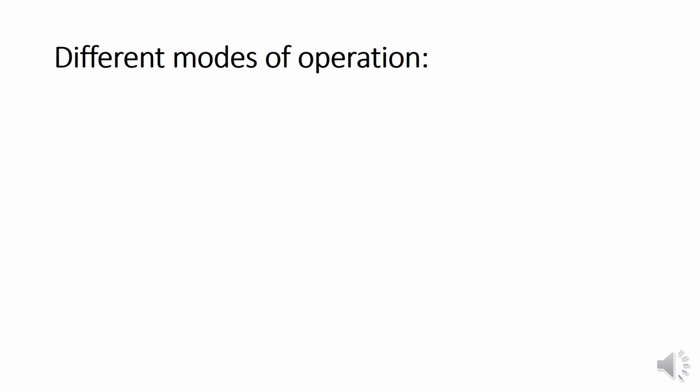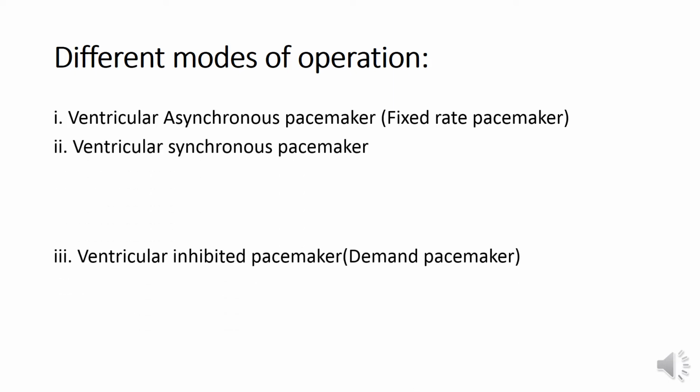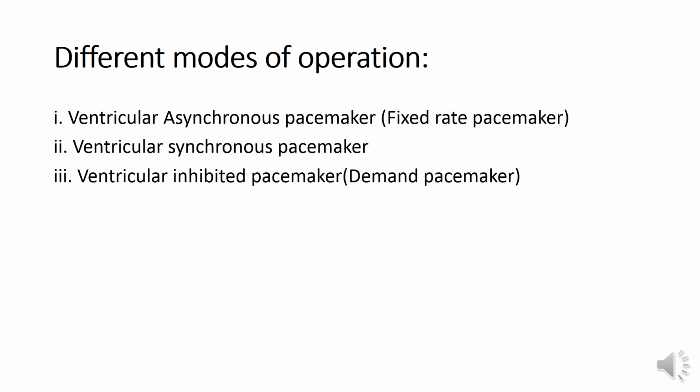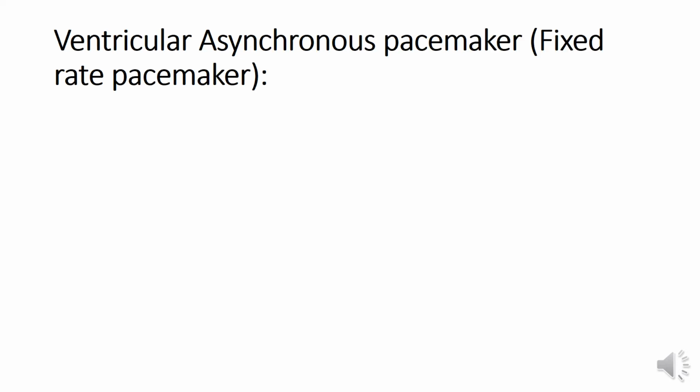Then the different modes of operation. We have the ventricular asynchronous pacemaker, ventricular synchronous pacemaker, ventricular inhibited pacemaker, atrial synchronous pacemaker, and atrial sequential ventricular inhibited pacemaker. These are the five types we have. First we are going to see the ventricular asynchronous pacemaker. The other name is fixed rate pacemaker.